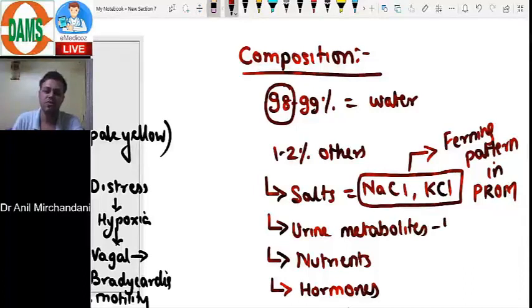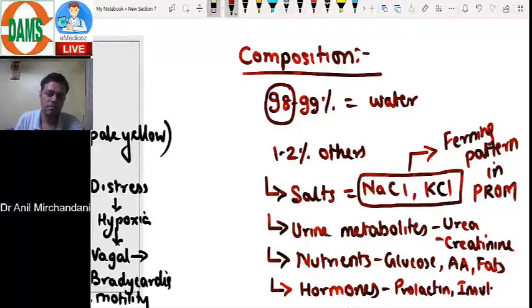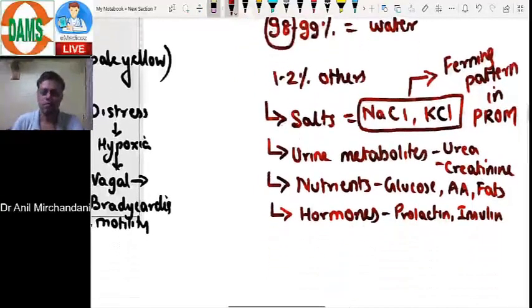Then urine metabolites would be urea, creatinine, etc. Nutrients would be glucose, amino acids, then fats. Hormones would be prolactin, insulin. Yeah, there are prostaglandins also, but prostaglandins are not hormones. Prostaglandins are chemicals, cytochemicals. So hormones would be there: prolactin, insulin, sometimes renin. So these things would be there.